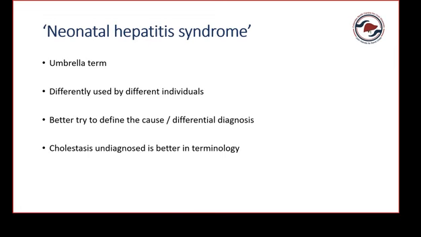So better try to define the cause of cholestasis with a specific etiology. And I think we should avoid using neonatal hepatitis syndrome as much as possible. Whenever possible, we should give the diagnosis or differential diagnosis. In cases where you don't have a diagnosis, it may be prudent to say cholestasis undiagnosed rather than neonatal hepatitis syndrome. Because in certain ultrasound scans also we see radiologists comment about neonatal hepatitis syndrome because you can't see neonatal hepatitis syndrome on ultrasound scan.